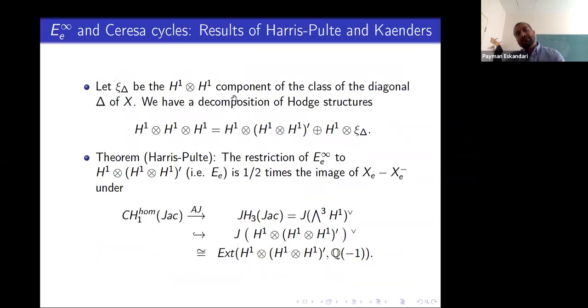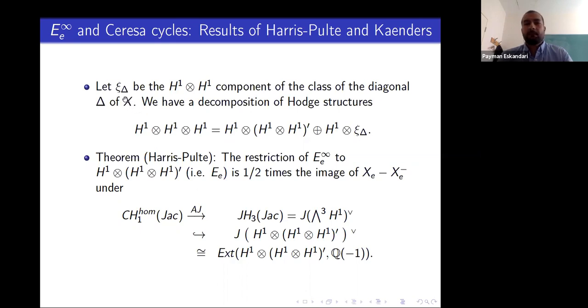So now the next step is to use some results of Harris and Pulte and Kaenders. Again, these are Hodge theoretic results. Let's recall these two results. I'm going to go back to the generality of just a smooth projective curve, and then we're going to apply this to the Fermat curve in a couple of slides.